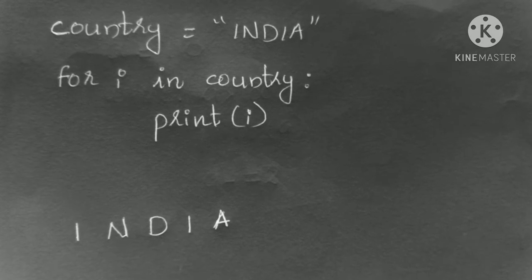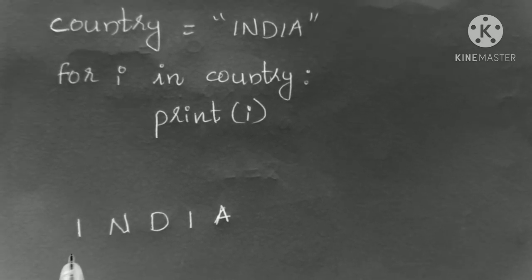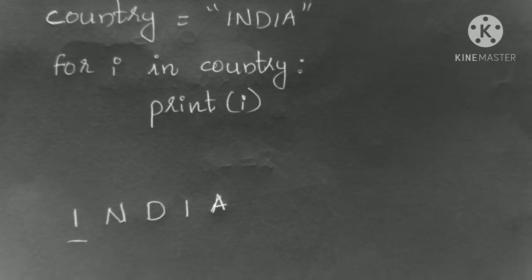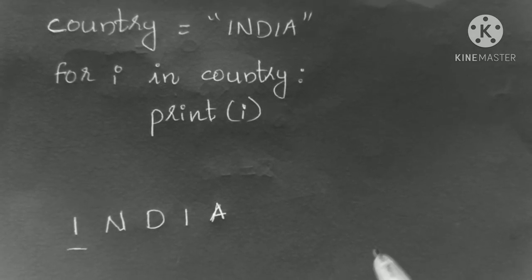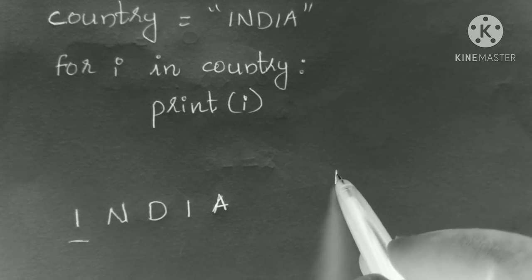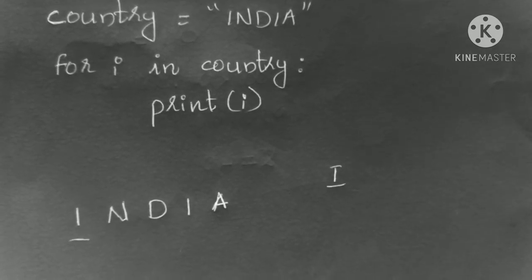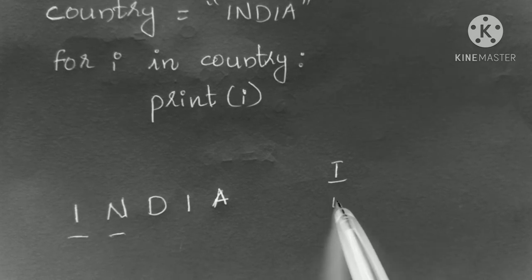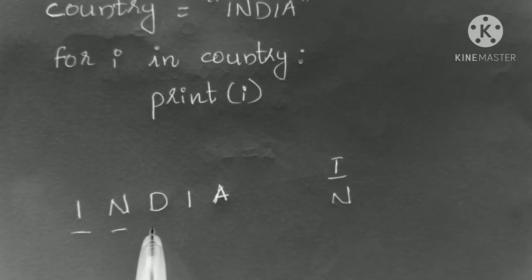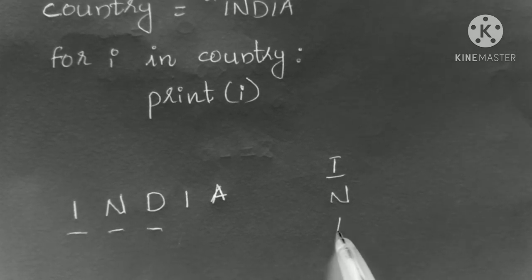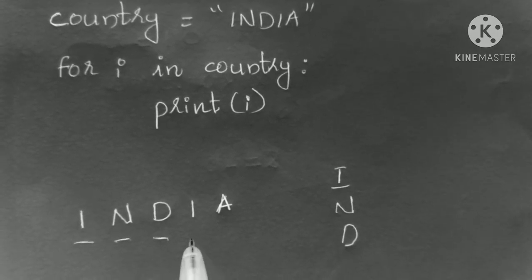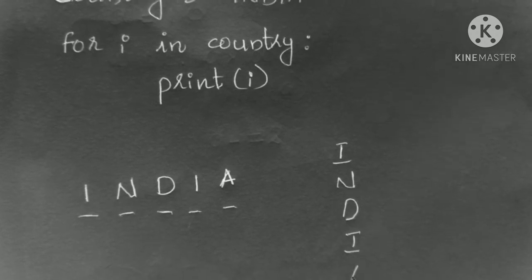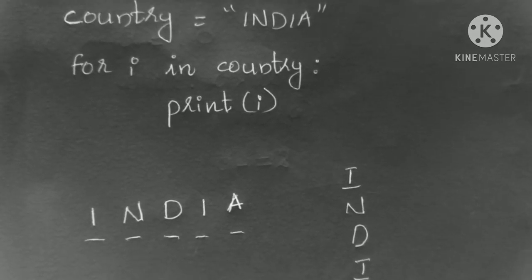For I in country means initially I will point to the first letter I. Then print I means it will print I. In the next iteration, I will point to N, then print I means it will print N. On the next iteration, it points to D, so it will print D. On the next iteration, I, so print I. On the next iteration, A, then it will print A. So this is our output for this code.